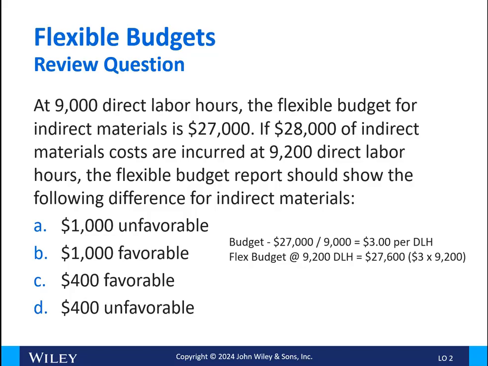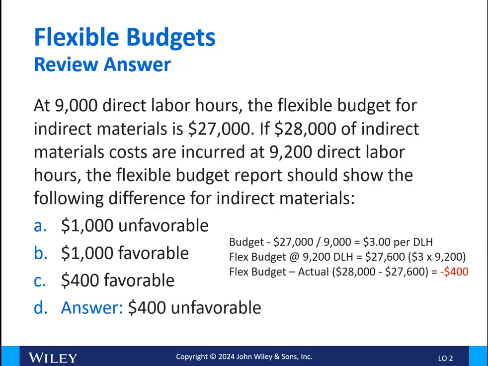Now we can compare that budget to our actuals to determine if we're favorable or unfavorable. Our actuals were 28,000. The budget says we should be at 27,600. So the difference of 400, we're 400 unfavorable for indirect materials.